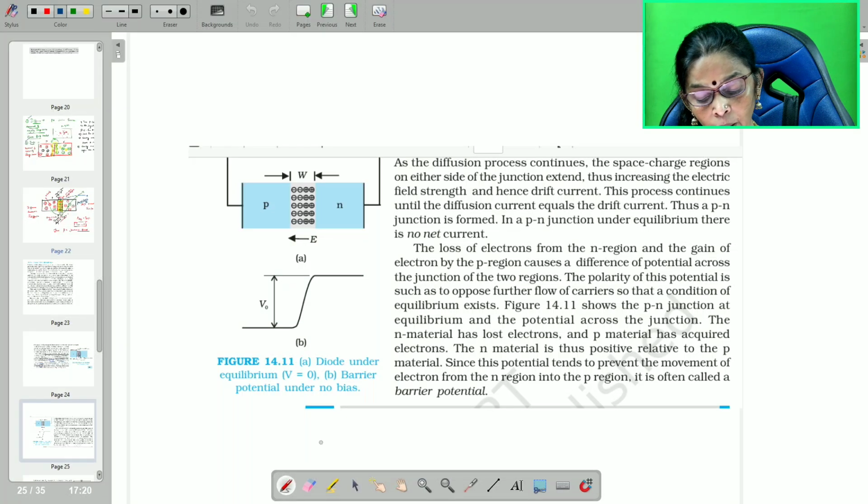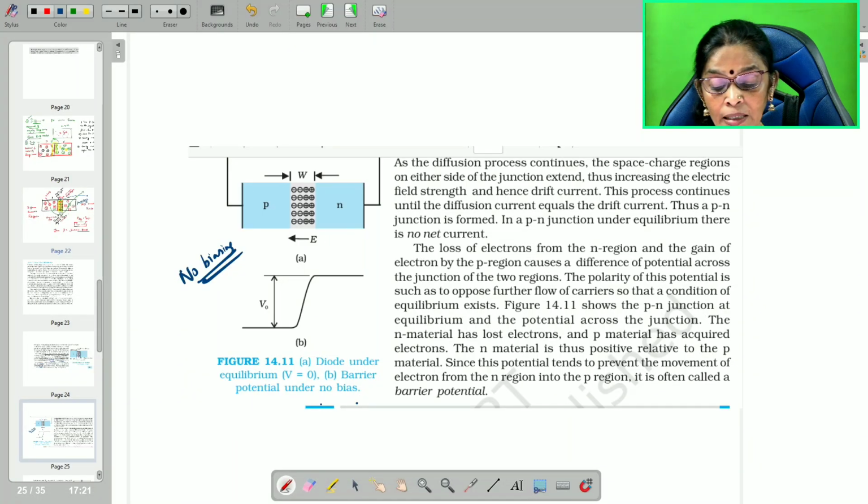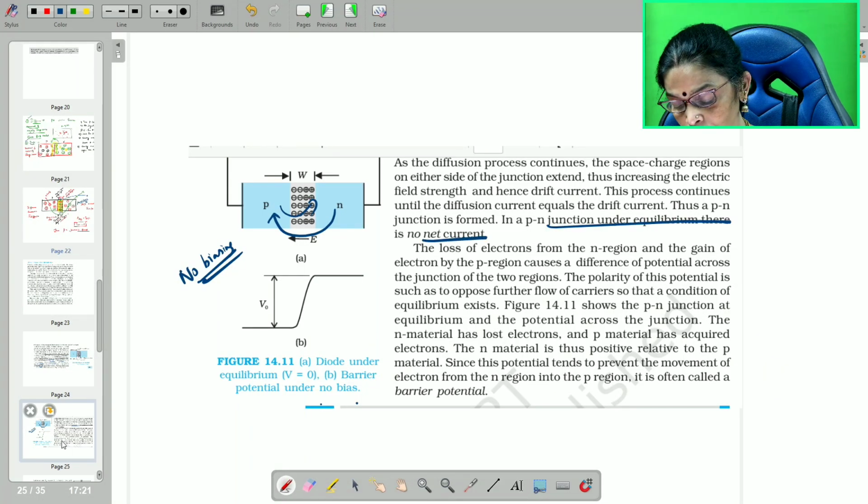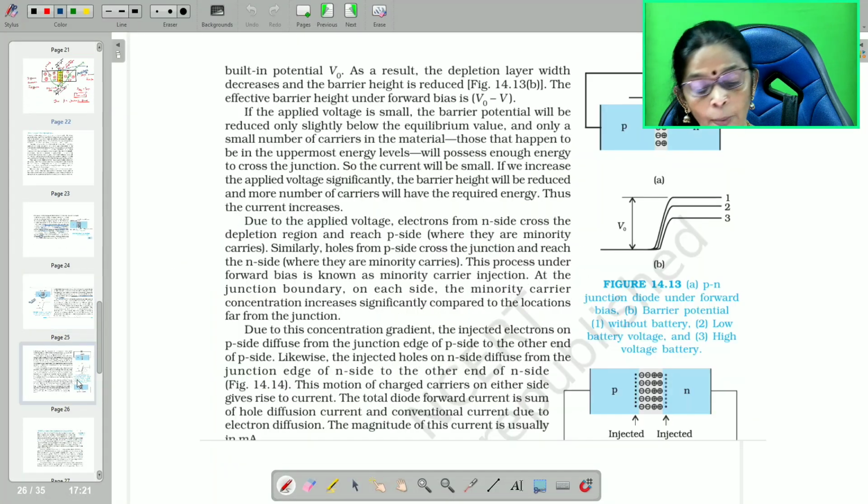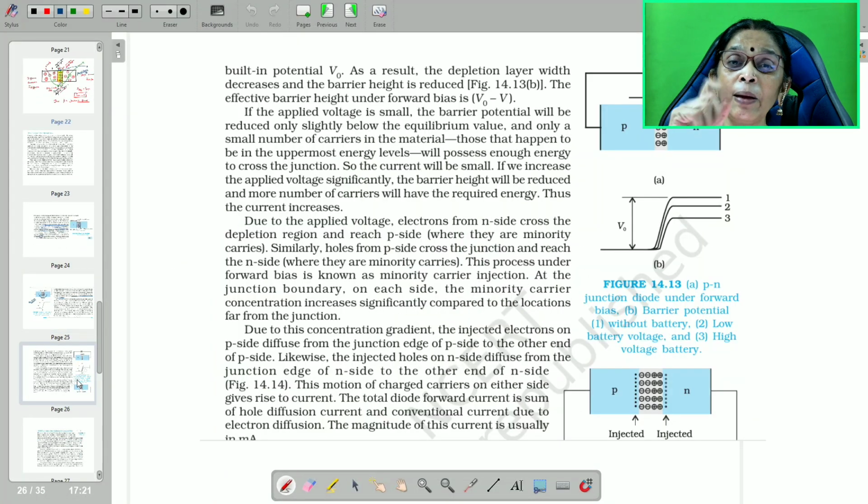So we have seen all that. Now I am going to give a biasing. Now this is without biasing, no biasing here. It is under equilibrium. Since there is no biasing, the diode is under equilibrium, barrier potential with no bias. So there is no possibility for the charges to move from N to P or P to N here. The net current becomes 0 under equilibrium. So now what happens? I am going to give a biasing. What do you mean by biasing? Biasing is nothing but connecting to a battery, children, nothing else.